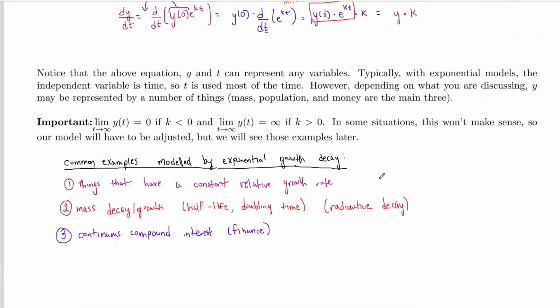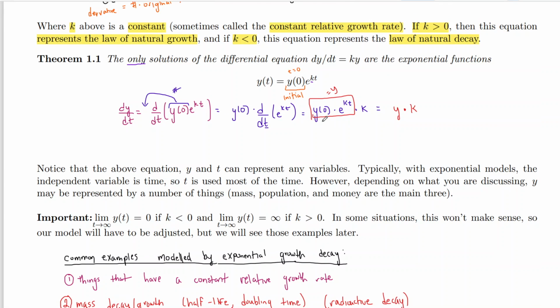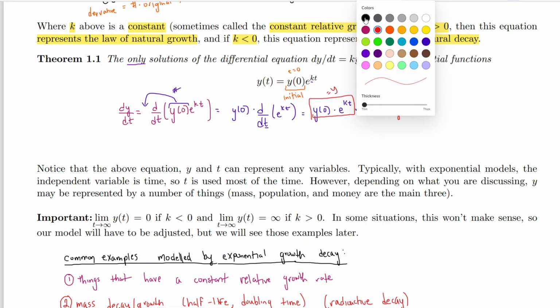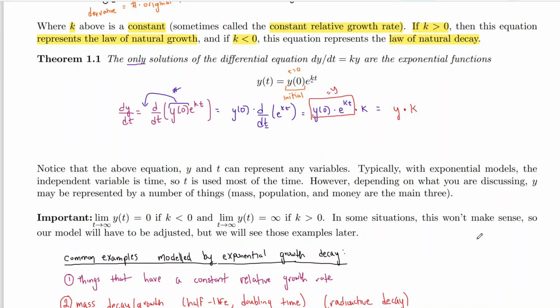Now, one thing I want to mention, because there is a second half to this section, is this formula for y of t. Let me bring it back up here. When you take the limit of it, let me write it down on the side here. This is a very important aspect. The limit as t goes to infinity of y of t. So I'm going to plug in the formula here for y of t: y of 0 times e to the kt. Well, it equals two things depending on what k is. It equals infinity if k is greater than 0, and it equals 0 if k is less than 0.